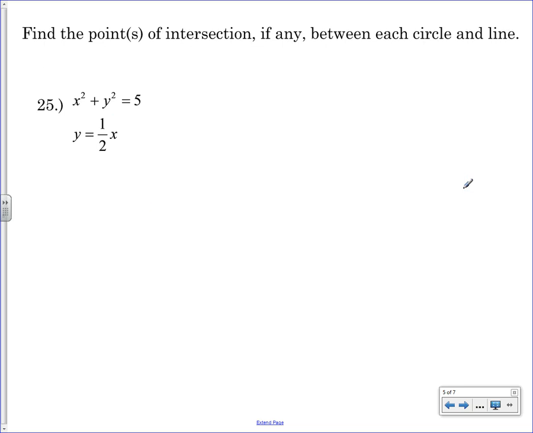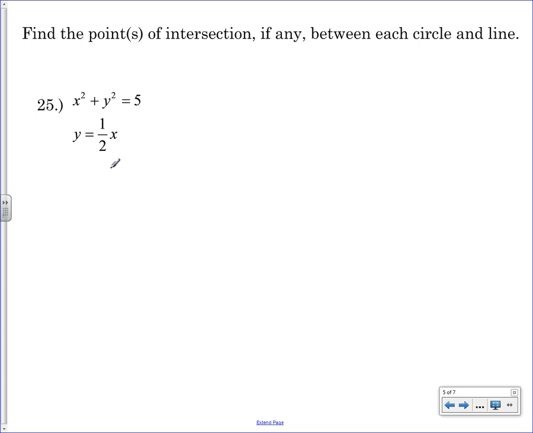Last question. Find the point or points, excuse me, of intersection, if any, between each circle and line. So, this is the equation of a circle. X squared and y squared, whenever they have the same coefficients on them, it's a circle. And then this is a line, like back in Algebra 1, right?